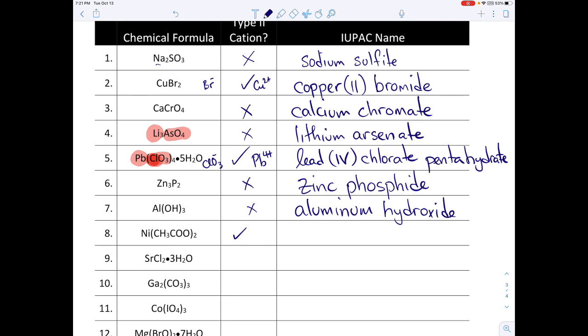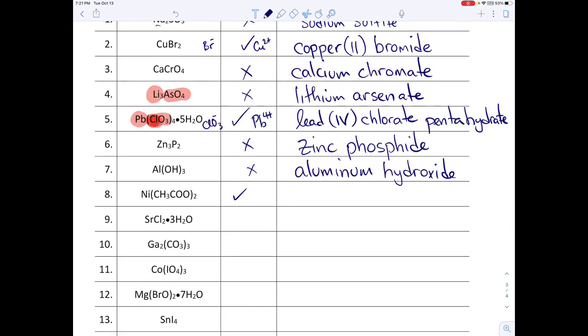Nickel jumps out at me. Yes, it's a type 2 cation. So we have to figure out what its charge is so we can say it with a Roman numeral. In the brackets, CH3COO is actually CH3COO minus. That's on my data booklet complex ions chart. It's called acetate. Some people would call it more properly ethanoate, but the common name is acetate.